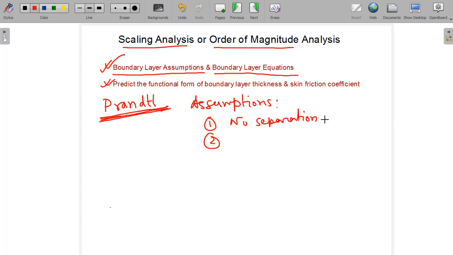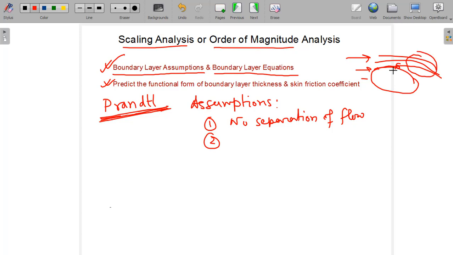No separation of flow. That means if you consider a curved surface, a solid body, and some fluid is flowing over it, it is clear that from this point the fluid is going to separate. So in this portion the flow is separated, and here the solution of the boundary layer equations will not be applicable. Okay, definitely in the case of a flat plate there is no scope of flow separation.